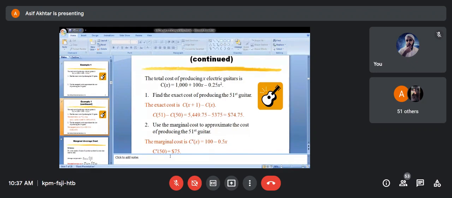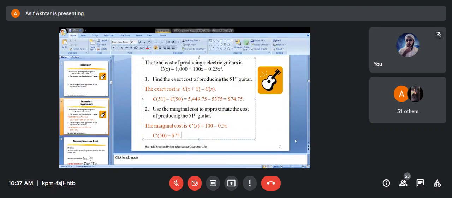So now we want to calculate the marginal cost of manufacturing the 51st guitar. So we put the value 50, right? We'll get 75. Right, so it's understood. Okay. Now how do you interpret the answer? Interpretation of the answer is very important.